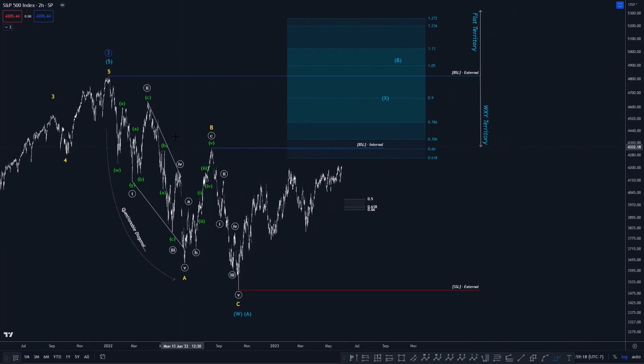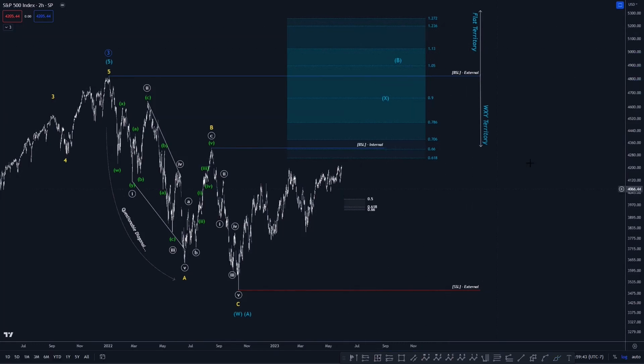Now, basically, we have this as an A, B into a C. Whether this is a W for a combo or an A for a flat depends on how high this bounces. If it bounces up to the 0.9, we'll look for a regular flat potentially. If it expands beyond this 4,200, 4,800 high, we'll look for a potential expanded flat.